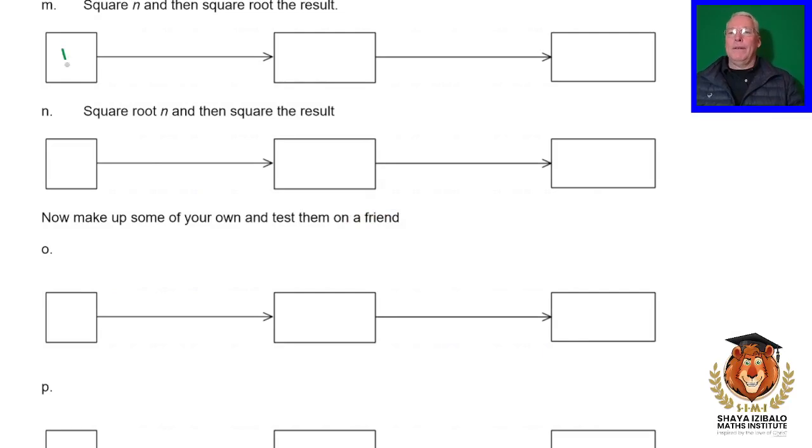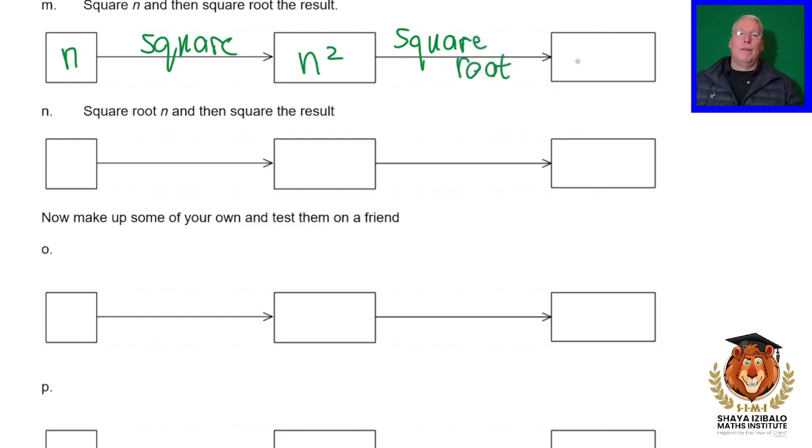Square n and then square root the result. Now, when you square root a number squared, you actually get back to the same number. You might want to check that with an actual numeric answer. So in other words, if n was 9, what is 9 squared? It's 81. And what's the square root of 81? It's 9. Okay. Now, there's one where we do the same things but in different order. Start off with n, square root it.